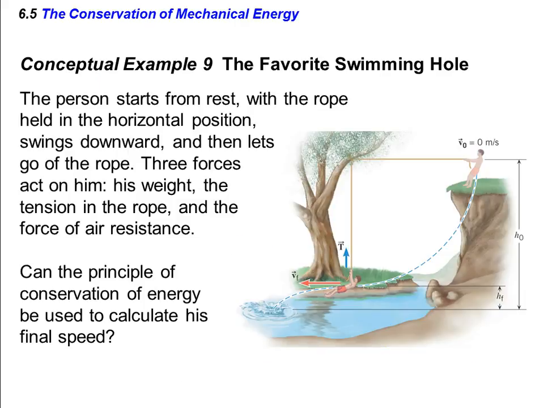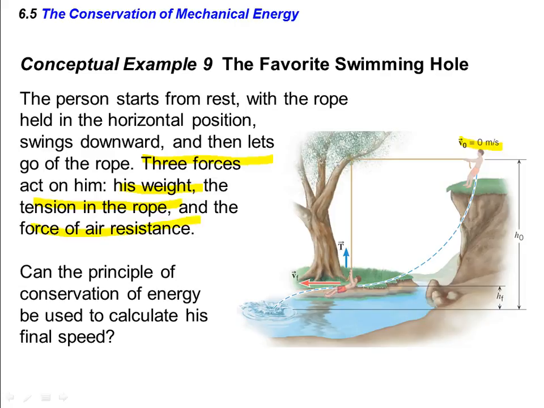Let's think about this example here. We have a person that's starting at rest up on a ledge, and is holding onto a rope. This rope is held in the horizontal position. The person swings down and then at the bottom lets go of the rope. There are three forces acting on him: his weight, the tension of the rope, and the force of air resistance.